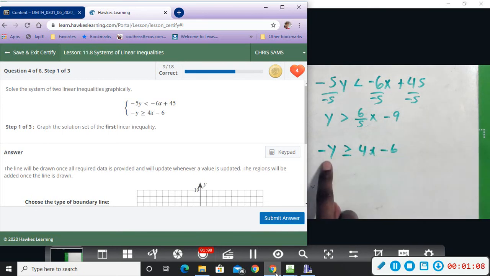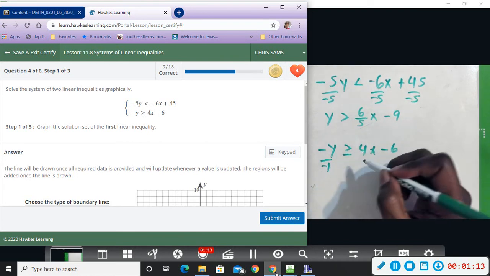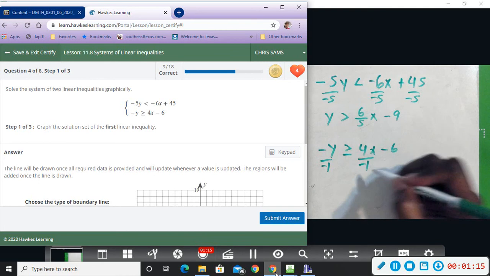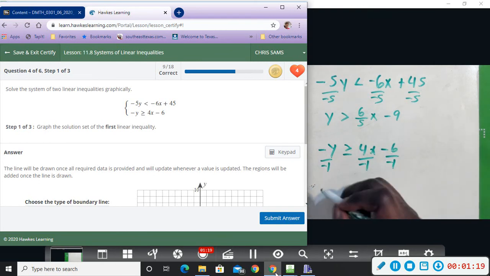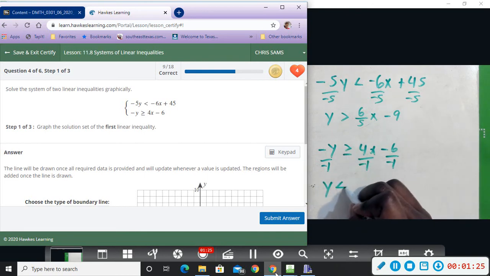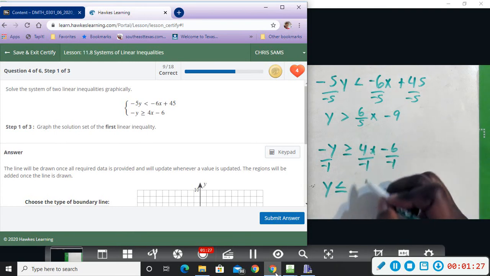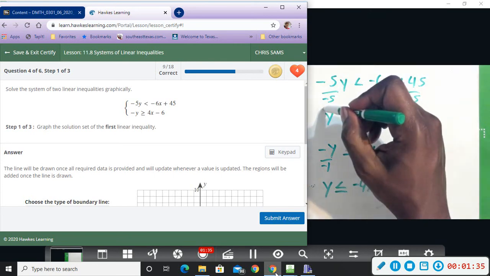Alright, we can't have a negative y, so we have to divide everything by negative 1. Or you could say multiply by negative 1. It does the same thing. And this will now become a positive y. This sign gets flipped because we divided by negative. So this is now less than or equal to. This will be negative 4x. And negative over negative will be a positive 6. So here are our two equations.